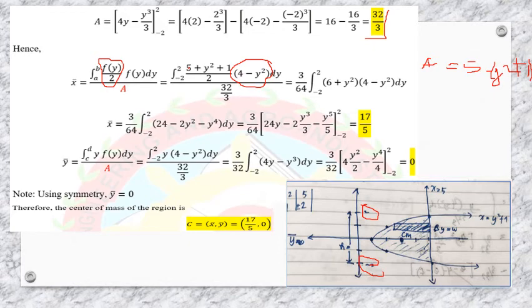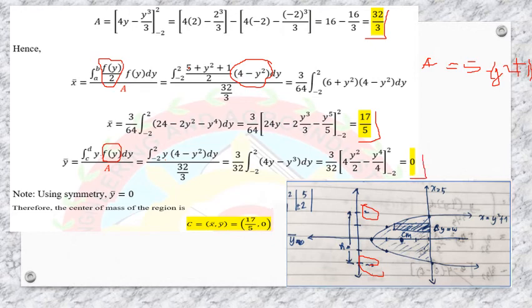So, we get 17 over 15, evaluated from negative 2 to positive 2. For y bar in this class, y is always the same: the function over 2, and for x bar it stays x. For f of y, you set up the area integral, 4 minus y squared dy, all over 32 over 3. So, we get y bar.